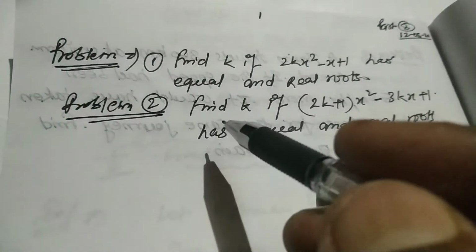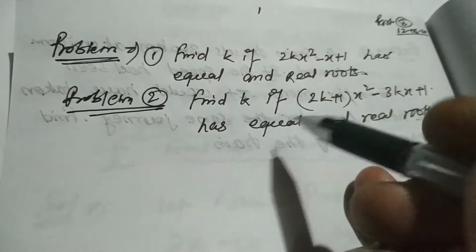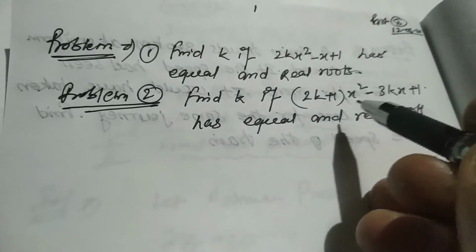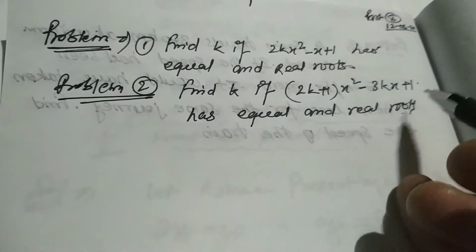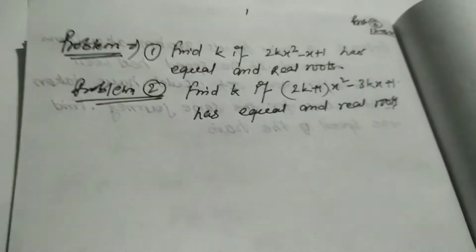And the second problem, the same kind of problem: find k if (2k + 1)x² − 3kx + 1 has equal and real roots.